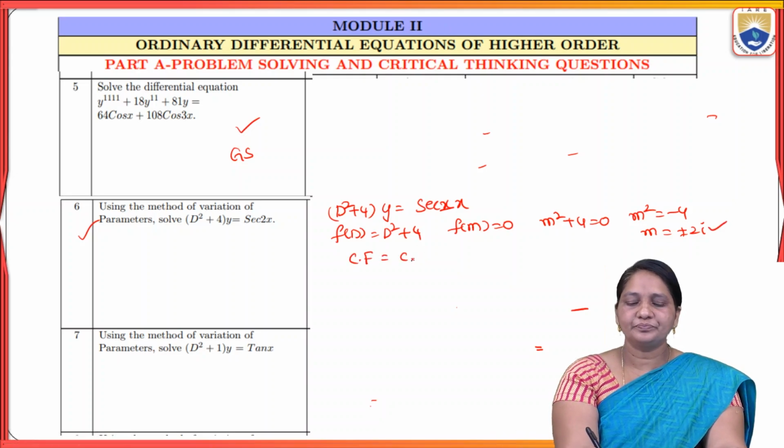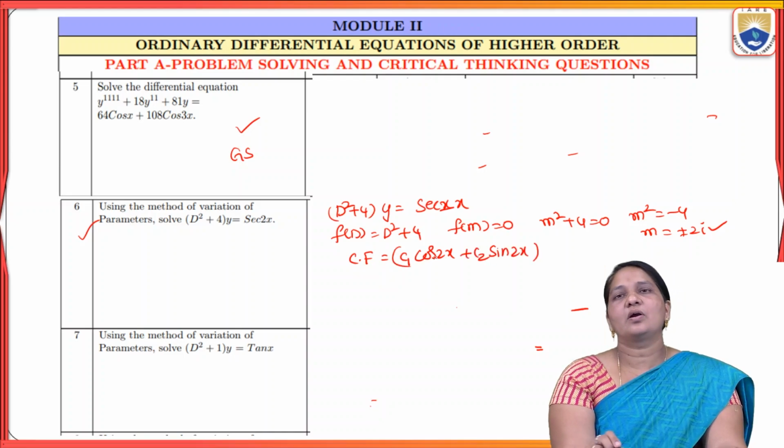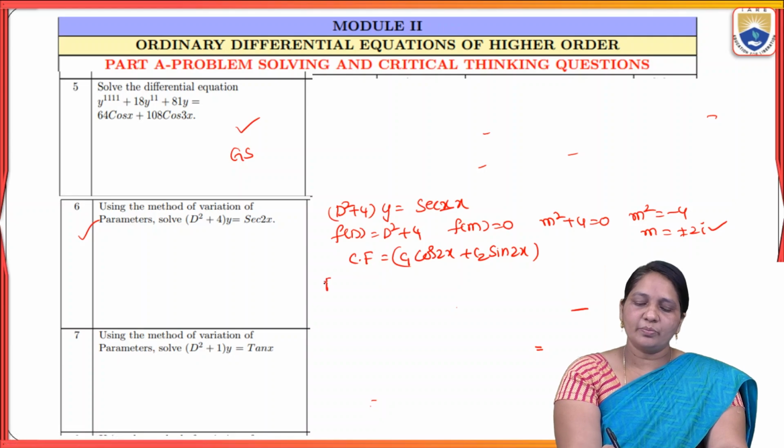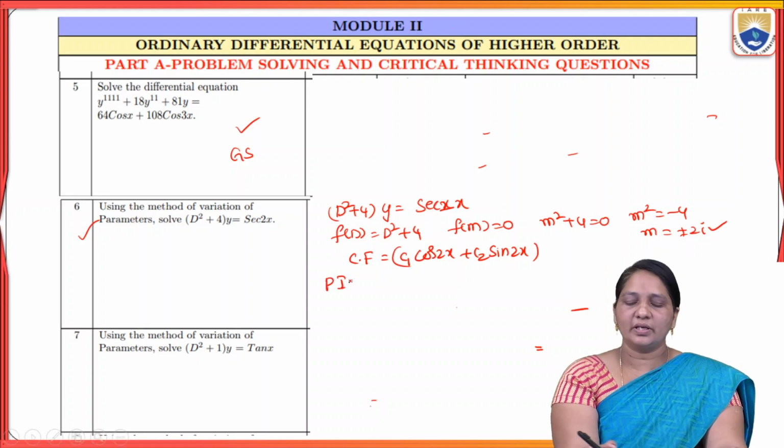The complementary function, here alpha value is 0, so e power 0 is 1. So c1 cos 2x plus c2 sin 2x. So this is the complementary function. So now what about the particular integral? For the particular integral, we are going to use 1 by f of D into Q of x value.